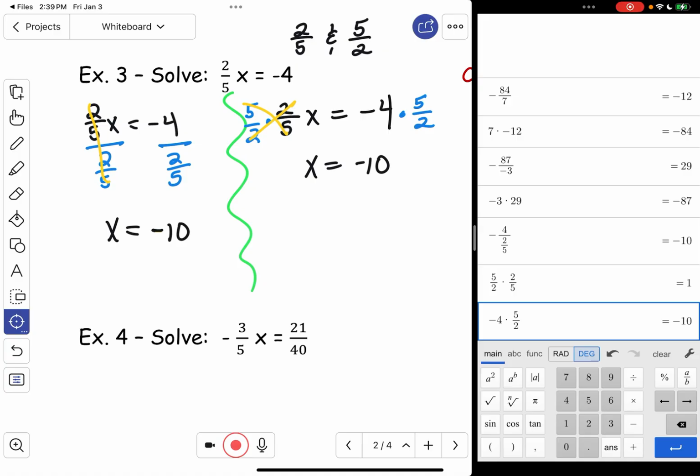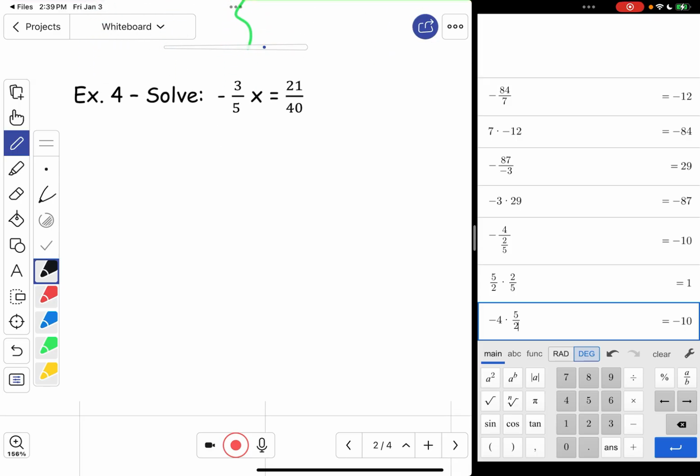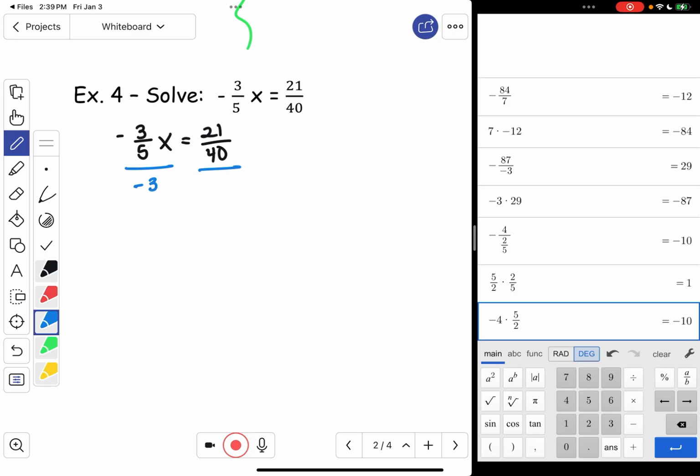I'm not going to do the check here since we did the equation two different ways and got the same answer. So let's do the same thing here. Let's work this problem two different ways. So we have -3/5 x is equal to 21/40. So the inverse of multiplying by -3/5 is dividing by -3/5.